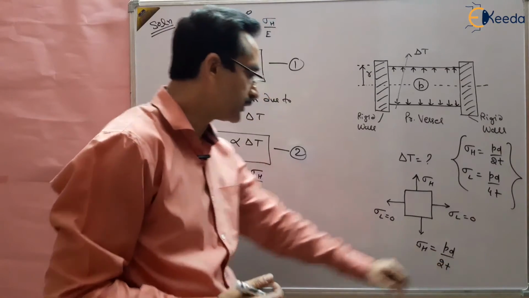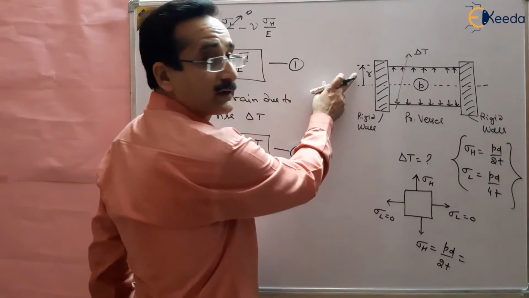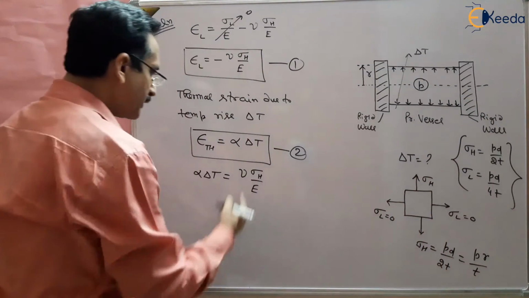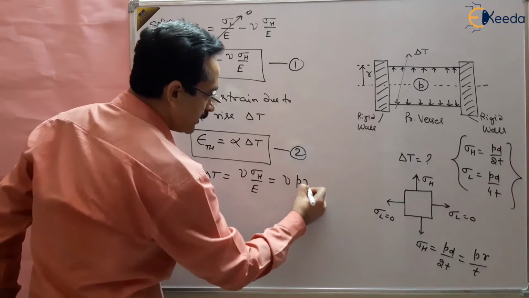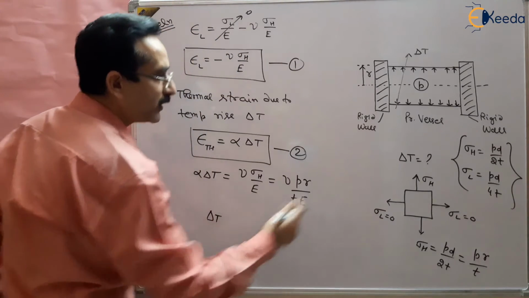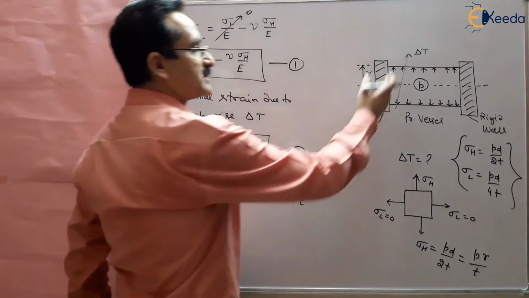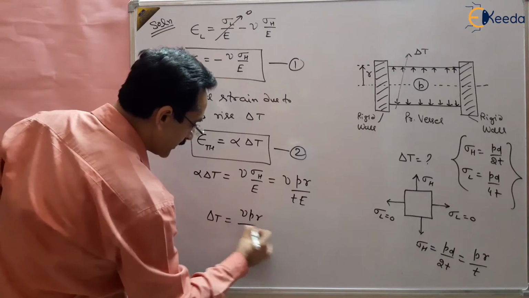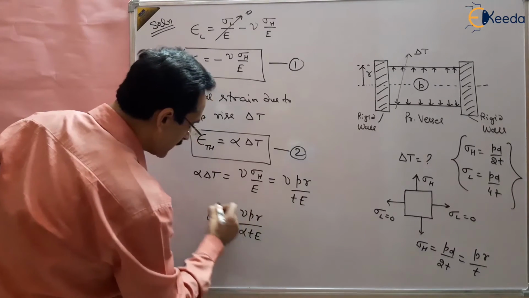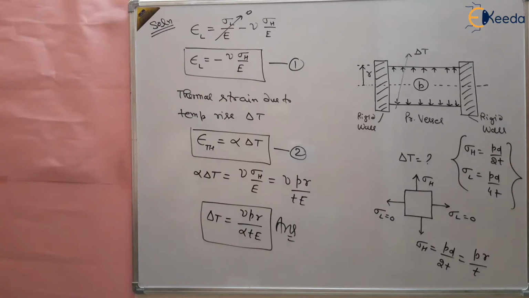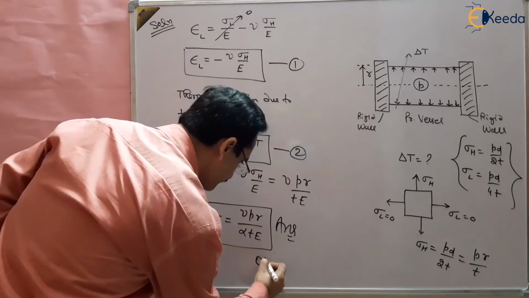So hoop stress is PD by 2T, or in terms of radius, because we are given the radius of the cylinder, we can write PR by T, right? Put it here, and you will get mu PR by TE. Solve it and you will get the temperature rise. Basically we have to find the temperature rise, how much temperature rise is needed so that there is no gas leakage. So delta T will be equal to mu PR by alpha TE. This is the answer of this question, and this is option C.